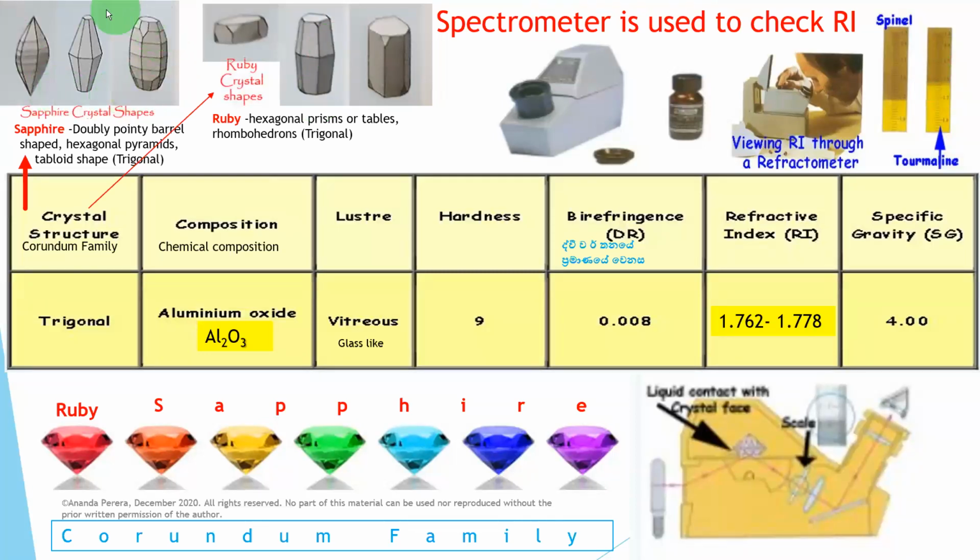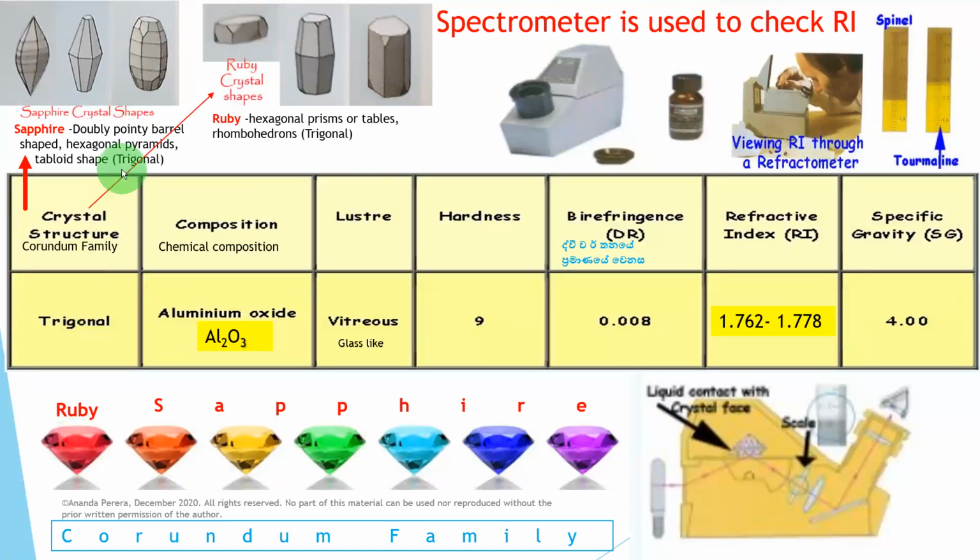This is the sapphire crystal shapes. These are the ruby crystal shapes. Ruby and sapphire both are in the same family called corundum. Look at this diagram. Red, orange, yellow, green, blue, indigo, violet. These are the 7 colors. Red has a special name. It is ruby. It is not red sapphire. It is ruby. That is special corundum. So the others are called with the name of that and sapphire.